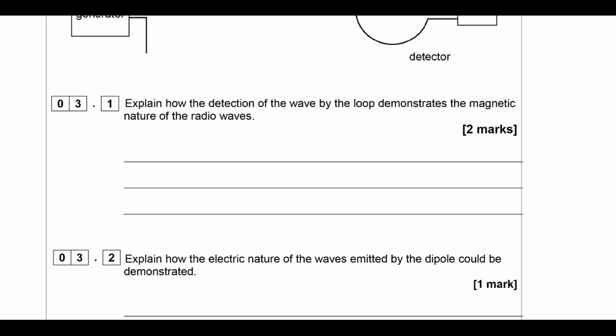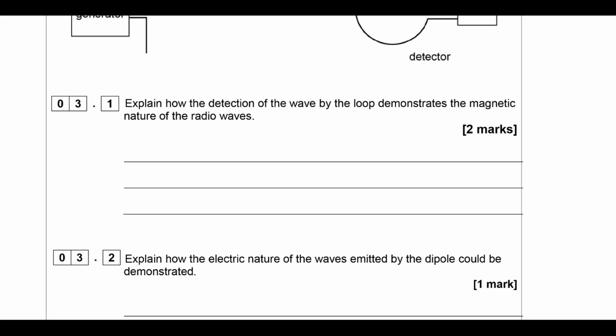Explain how the detection of the wave by the loop demonstrates the magnetic nature of the radio waves. So the meter is going to be measuring essentially the EMF. If we're measuring an EMF, that means one must have been induced into the loop because it itself is not connected to anything. So if there's an EMF in the loop, that means it's been induced by a changing magnetic field through the loop.